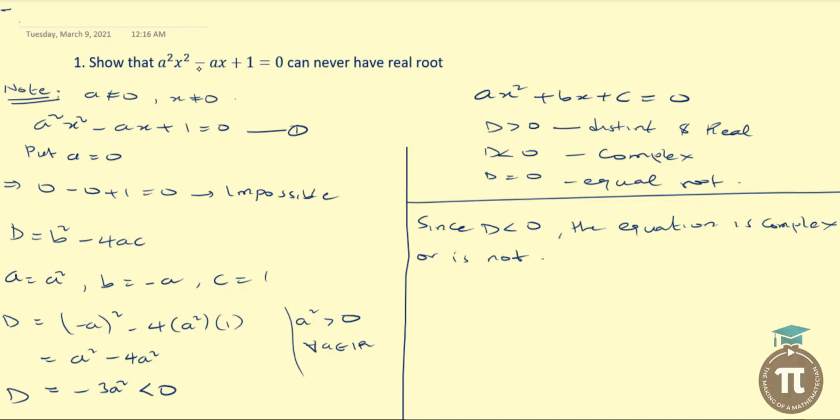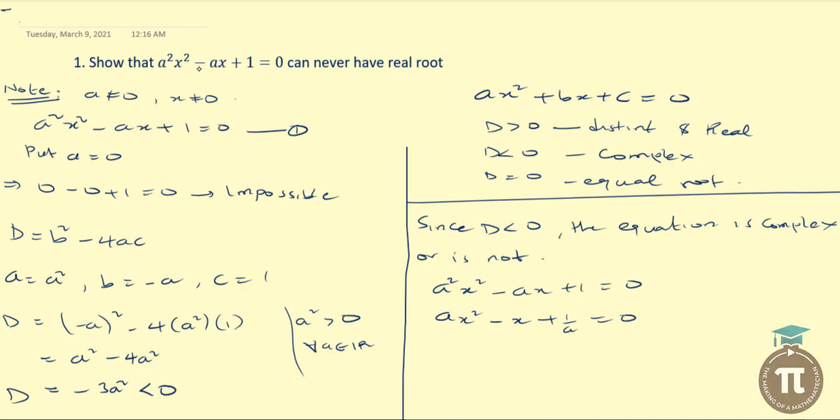Another alternative way you can do this, so as to make the discriminant obvious, is you have a²x² − ax + 1 = 0. Of course, I have already established the fact that a can never be 0. So divide through by a. When you divide through by a, you have ax² − x + 1/a. That is what you are going to have.